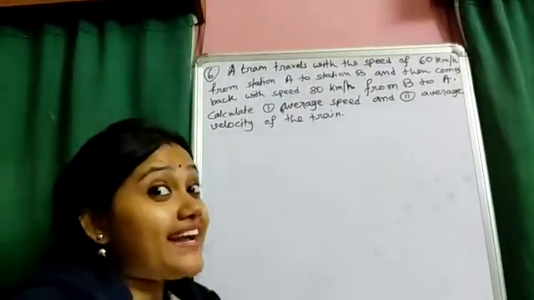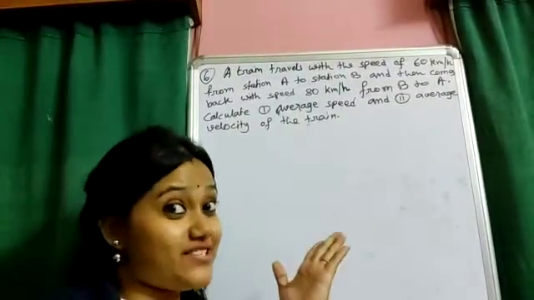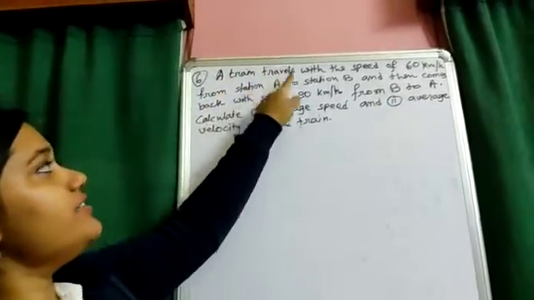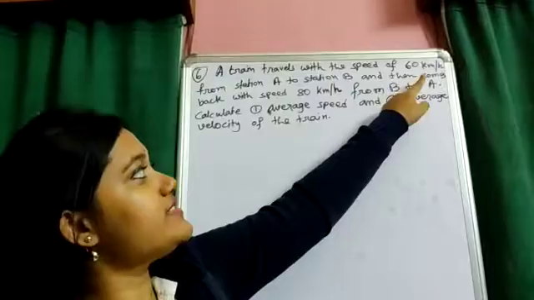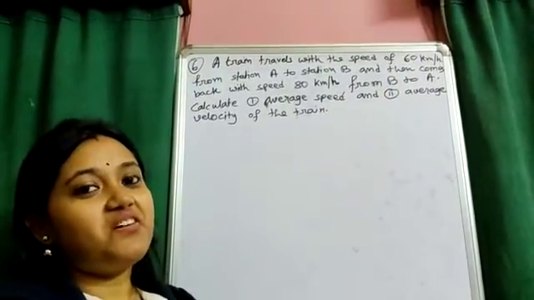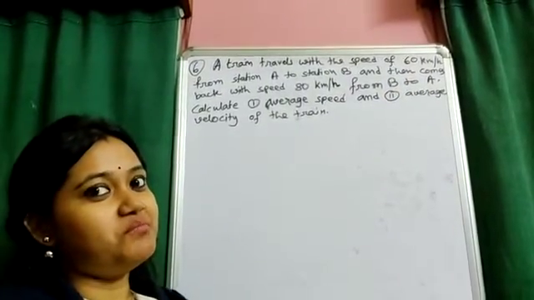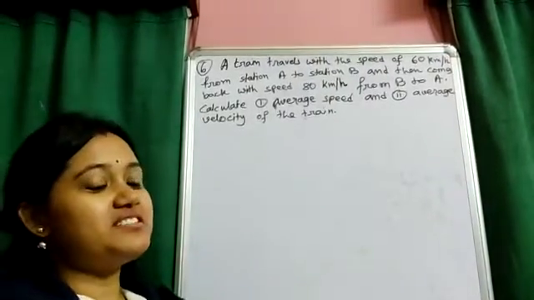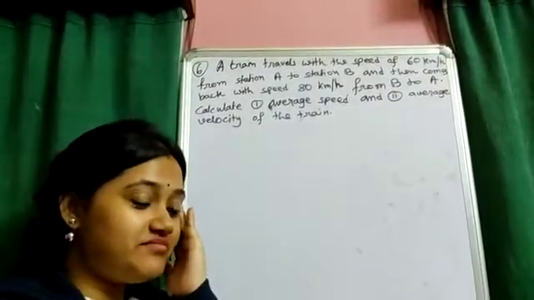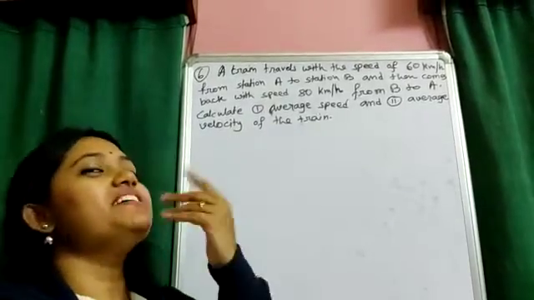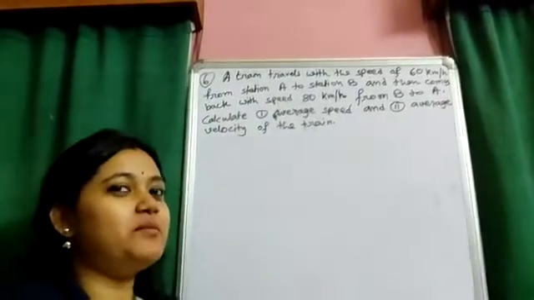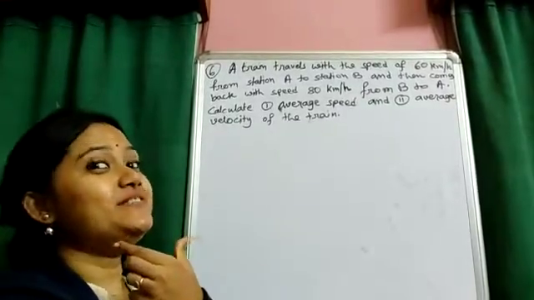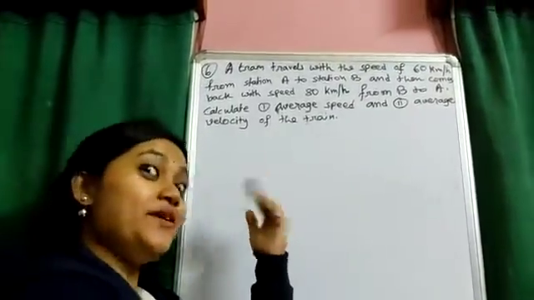We are back to solve the next problem. What is that? A train travels with the speed of 60 km per hour. In lockdown, we were stuck at home, and ma'am is talking about the train travels. But let us imagine and resolve the problem of the train. With a smiling face, we are going to solve the problem.